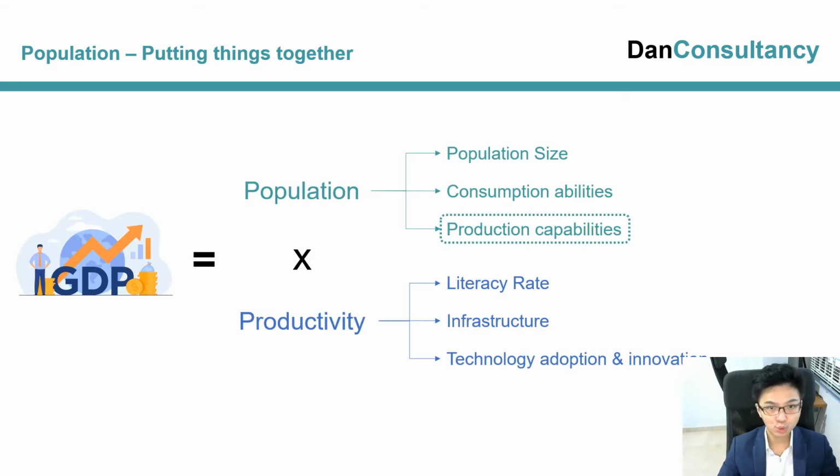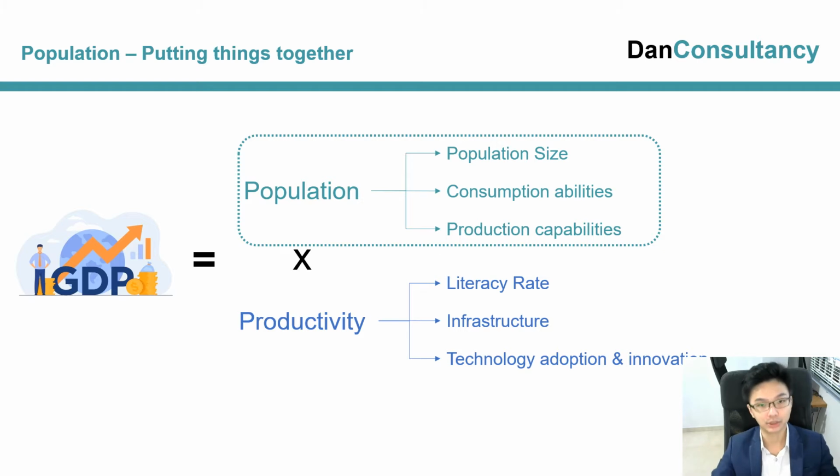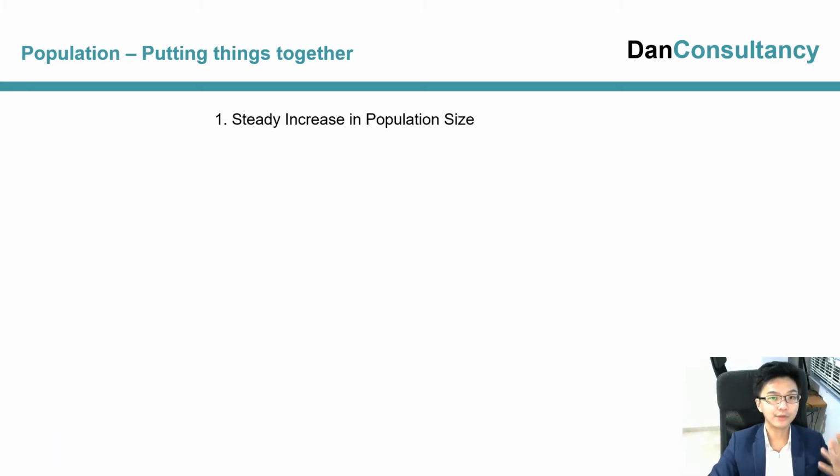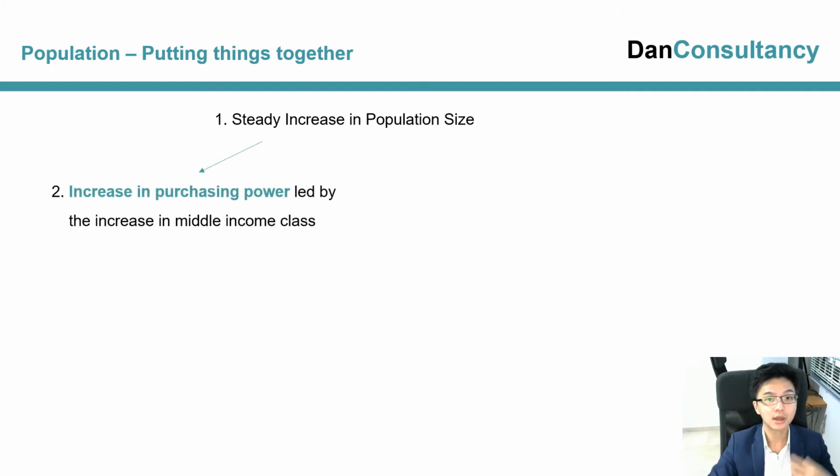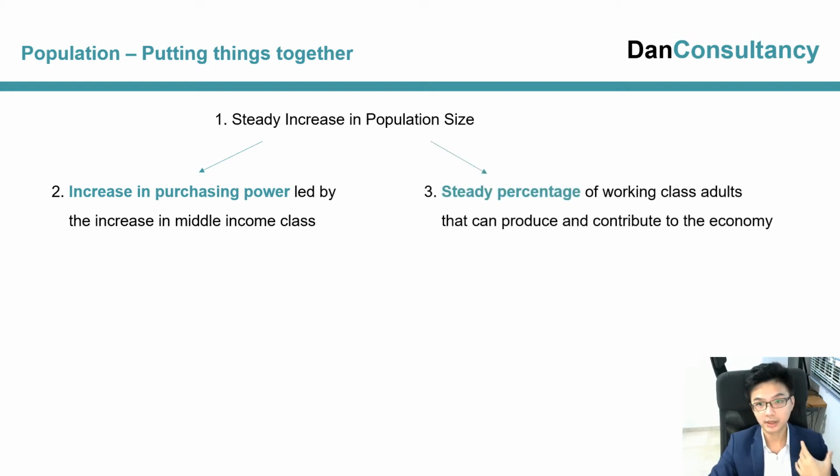Now that we've gone through all three key factors in the component of population, let us put the findings together and paint a clearer picture. All in all, moving forward, we can expect the overall population size of Asia to continue to grow steadily from 2030 to 2040, and the increase will be accompanied by an increase in purchasing power of the population, led by an increase in the middle income class, while the percentage of working class adults that can produce and contribute to the economy will remain at a steady level.